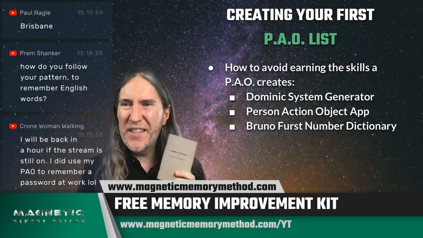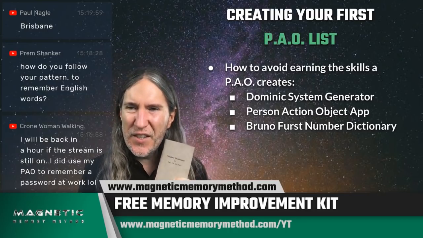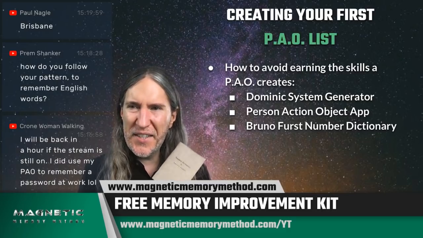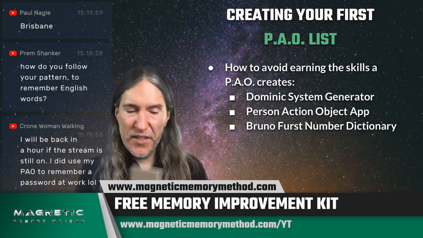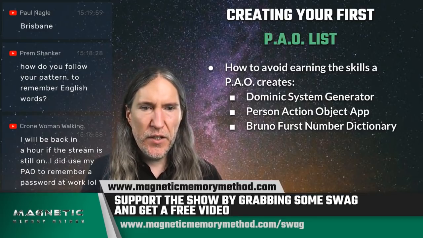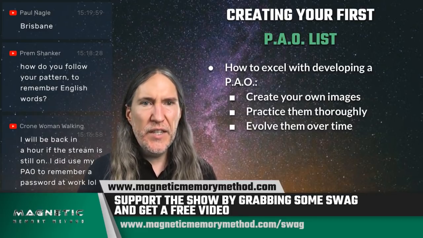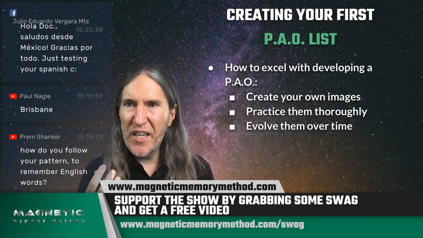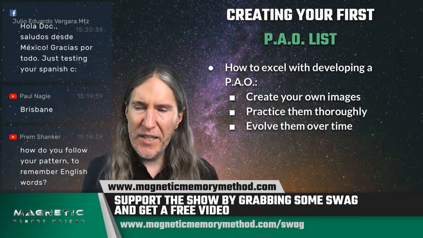But the point is that this is cool. It's interesting, but it's a path to learned helplessness. It's a path to de-skilling when you're trying to get a skill, right? And so how do you get that skill? Well, what you want to do is you want to create your own images. You want to practice them thoroughly, and you want to evolve them over time.